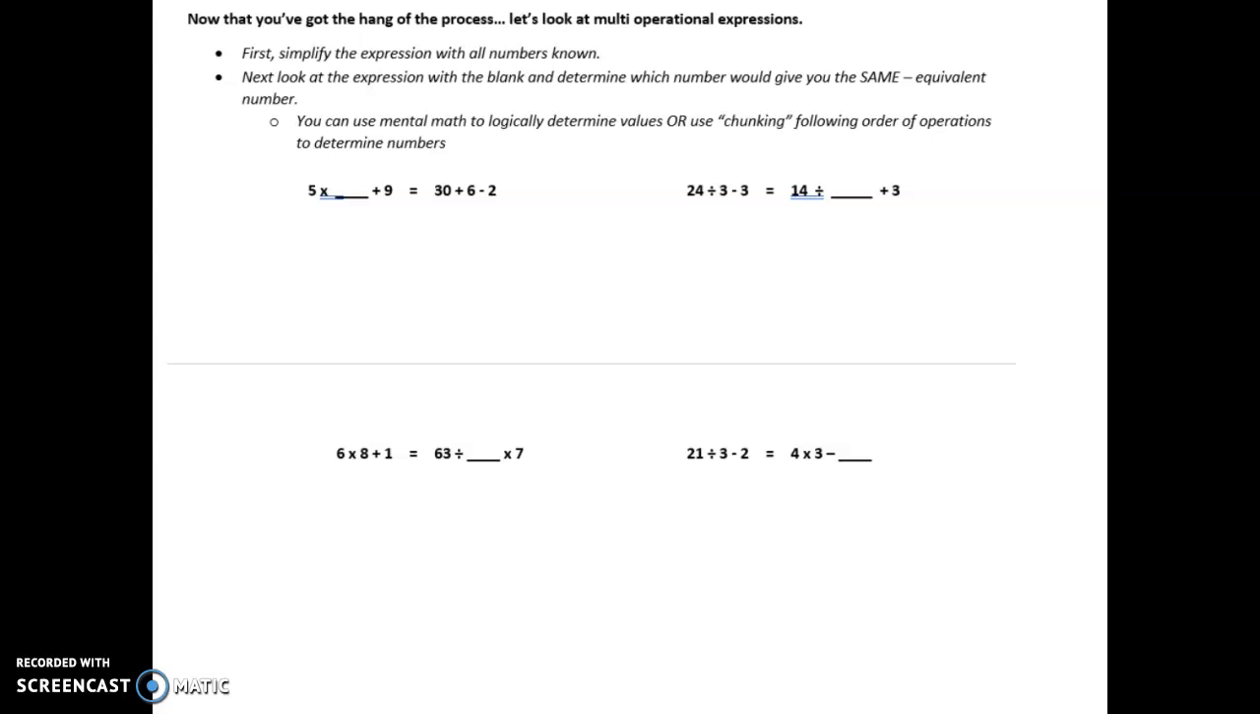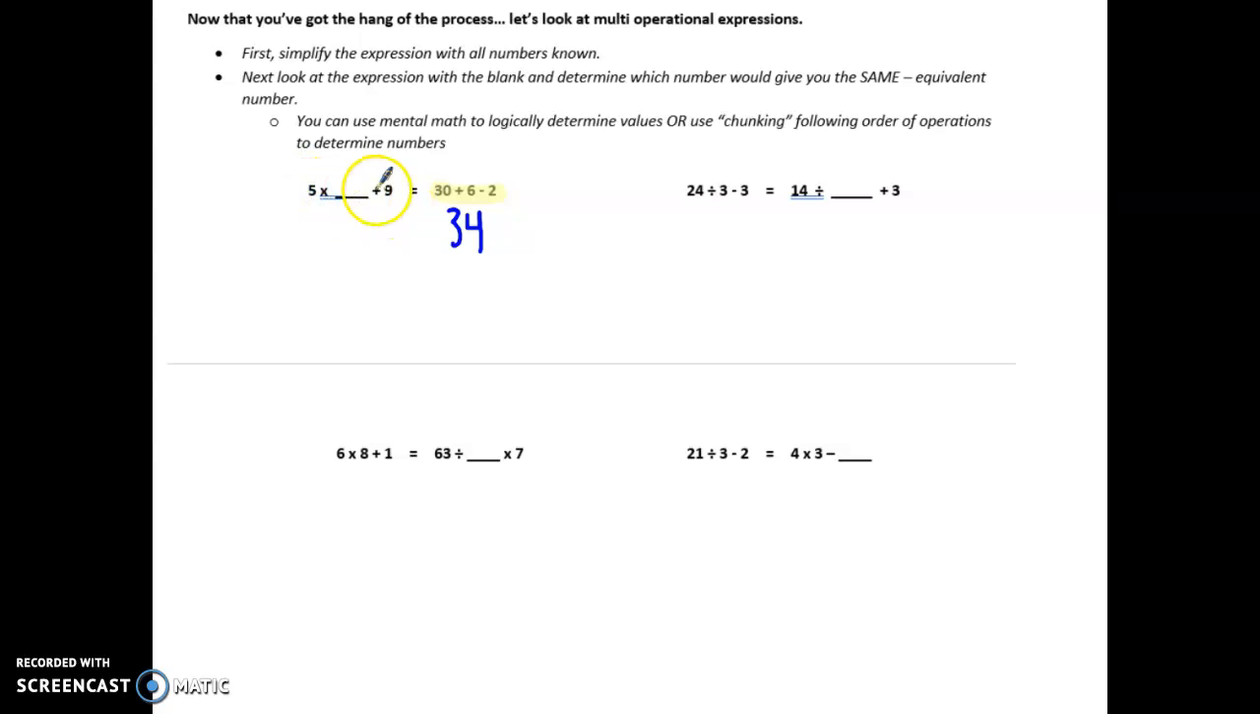All right, so now that you got the hang of the process, let's look at multi-operational expressions. These can get a little bit tricky, but we're going to start exactly the same. We're going to look at this first example and say, hey, on the right here, I have all my known numbers in my expression. So following order of operations, we're going to solve 30 plus 6 minus 2, and you get an answer of 34. I do encourage you to write down the number so that you know what you're shooting for. Because again, I'm looking to put a number in my blank on the other side that, when I simplify the whole thing together, comes out with 34.